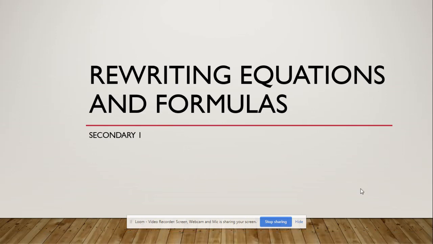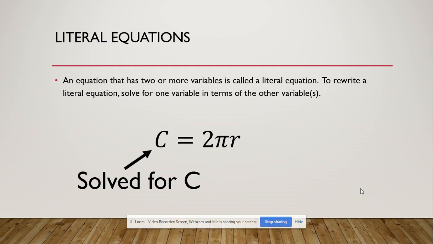Students, today we're going to be talking about rewriting equations and formulas. First off, let's talk about literal equations. Any equation that has two or more variables is called a literal equation. To rewrite a literal equation, all you do is solve for one variable in terms of the other. This equation has already been solved for c. In other words, c is alone, and it is in terms of r.